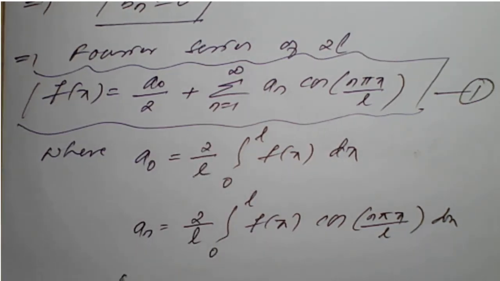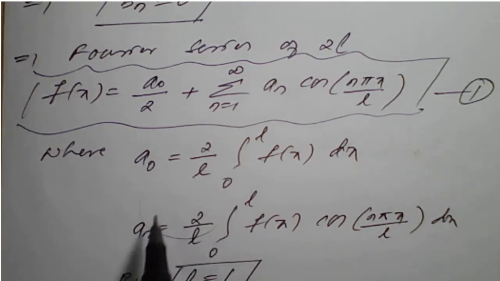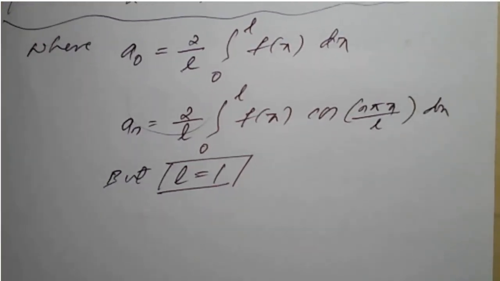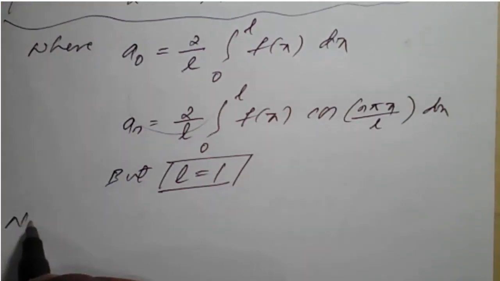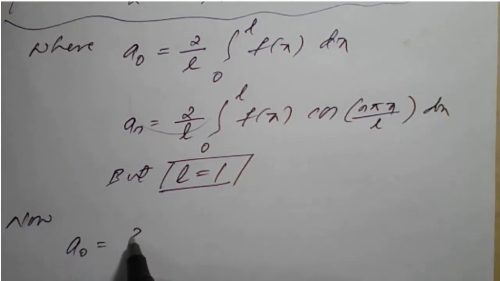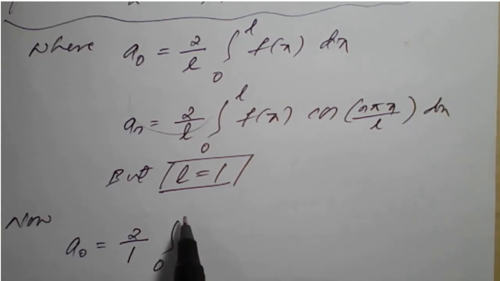But we know that we have calculated the value of L is equal to 1. So keeping in mind the value of L is equal to 1, in the above results we'll find the values of a naught and an. So now we'll start with the first value, a naught. So a naught is equal to 2 upon the value of L, which is 1, integration 0 to the value of L, which is 1, f of x.